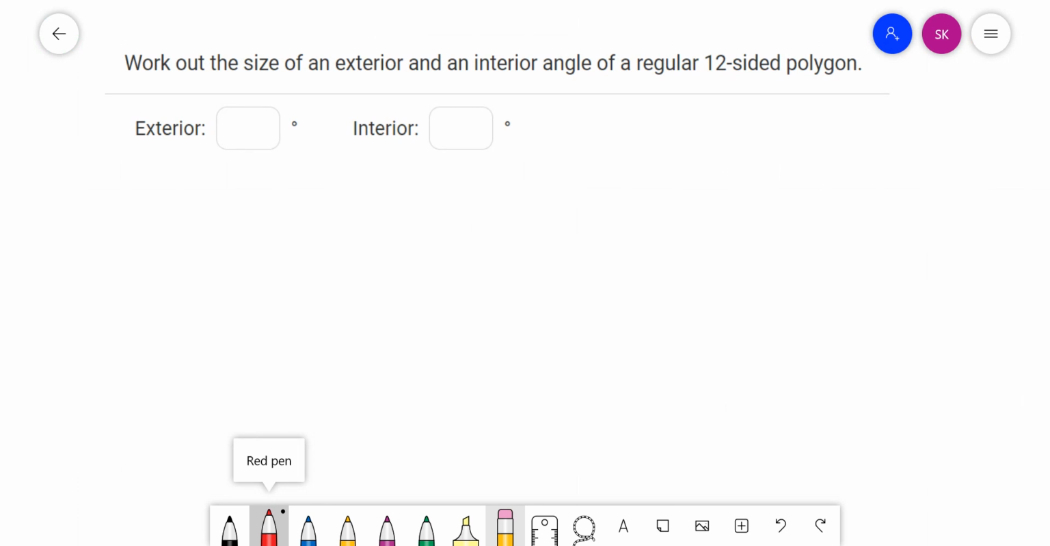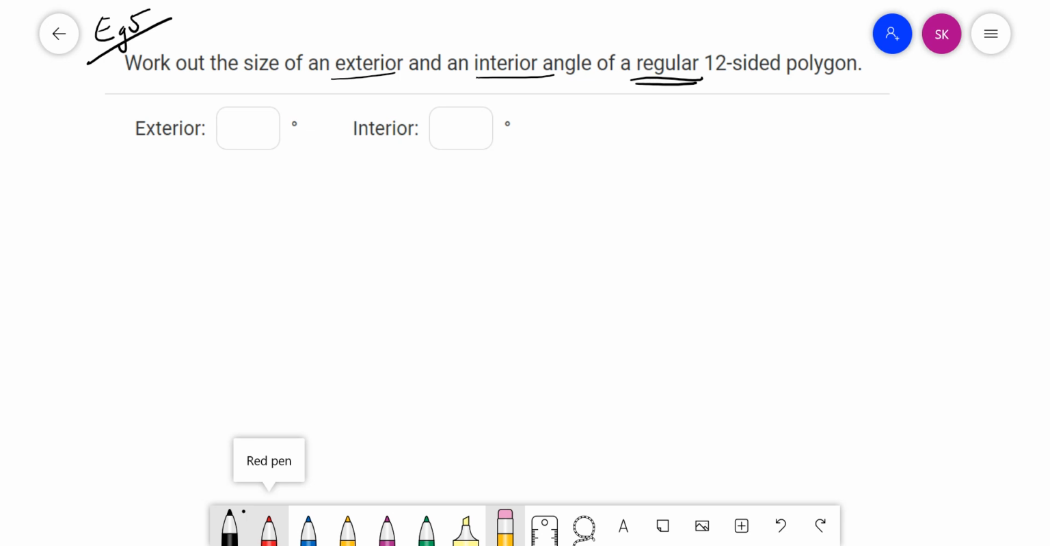Okay, this is example 5. Pause the video and have a go. So work out the size of an exterior and an interior angle of a regular 12-sided polygon. Key word in this is regular. Because it's regular, we know that all of these and all of these are going to be the same.